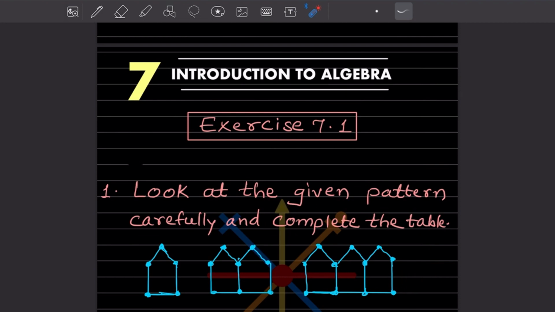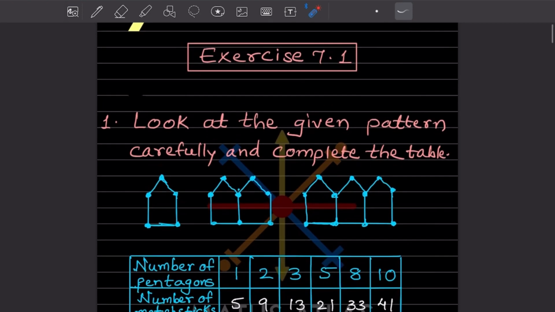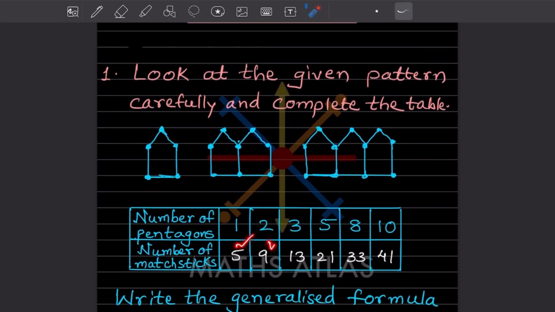Here the table I have just pasted over here, but don't look at these answers first. I'll explain to you how I got these answers. They said look at the given pattern carefully and complete the table, and this pattern is given. And again, we have to write the generalized formula for the number of matchsticks. This is given already.